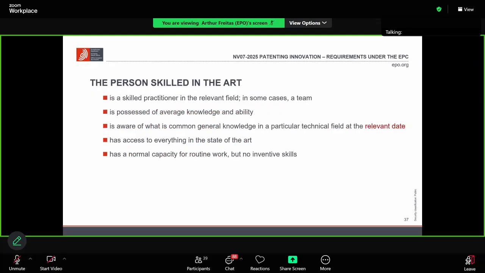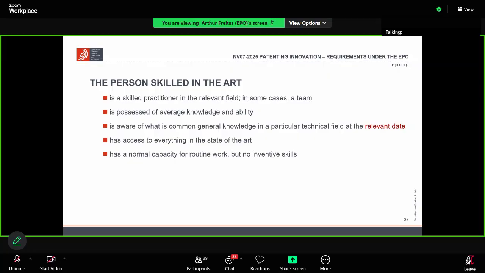It needs to be somebody from the field. And the skilled person is a fictional person. The skilled person doesn't really exist. It's somebody we impersonate as examiners when we examine patent applications. So a skilled person is supposed to be a practitioner in the relevant field, sometimes a team. If the invention is borderline between microelectronics and telecommunications, it would be a team of a microelectronics engineer plus a telecommunications engineer.